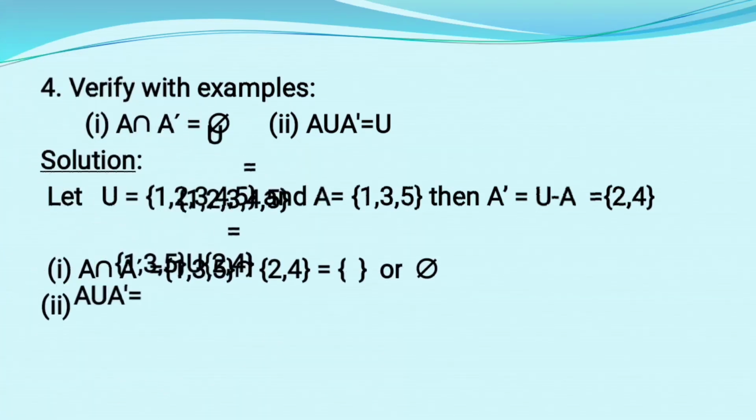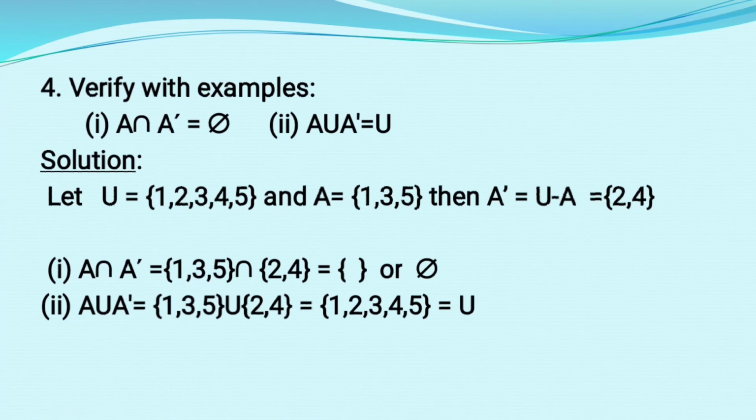A intersection A complement is equal to {1, 3, 5} intersection {2, 4}. Answer will be the null set. A union A complement equals {1, 3, 5} union {2, 4} equals {1, 2, 3, 4, 5}. This is equal to the universal set.